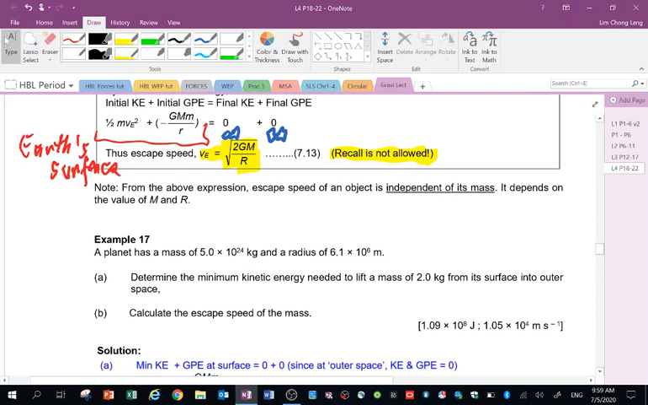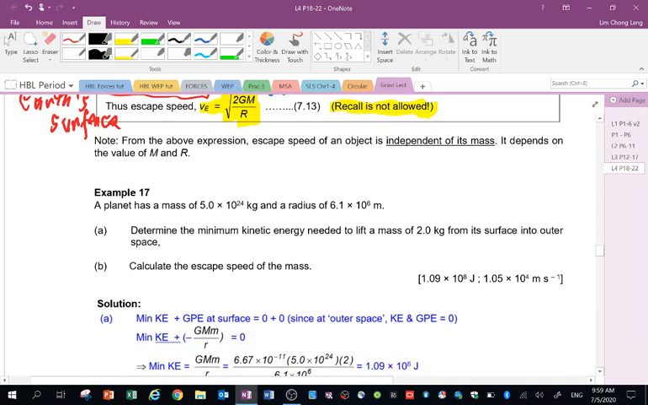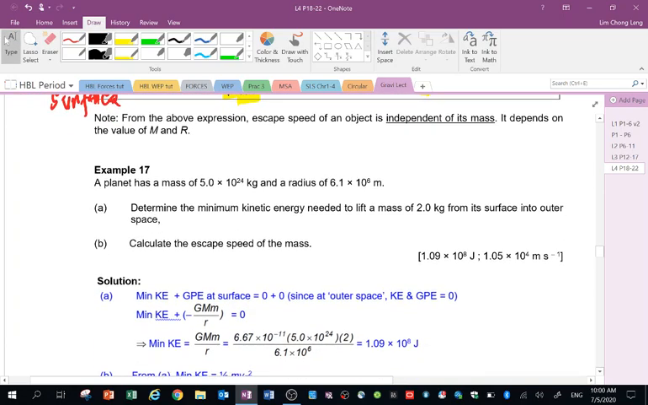So let's apply this escape speed formula to this particular example. Determine the minimum Ke needed to leave a mass of 2 kg from its surface into outer space. Okay, so what is the minimum Ke?